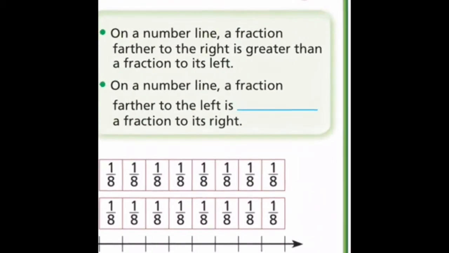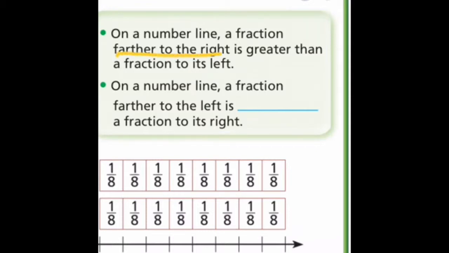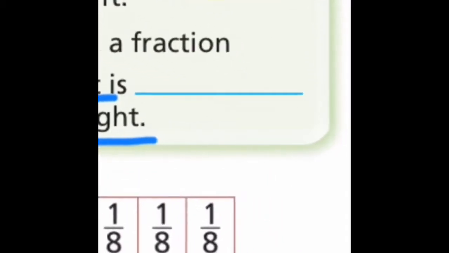So on a number line, a fraction farther to the right is greater than the fraction to the left. Just like we're used to using number lines that count 0, 1, 2, 3, and so on, the same thing will happen with fractions on a number line. A fraction farther to the left is less than a fraction to its right. A fraction to the left is less than a number on the right.